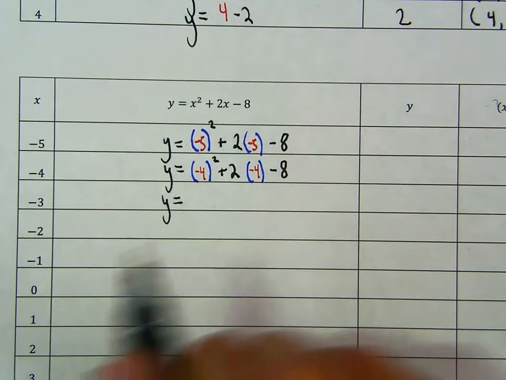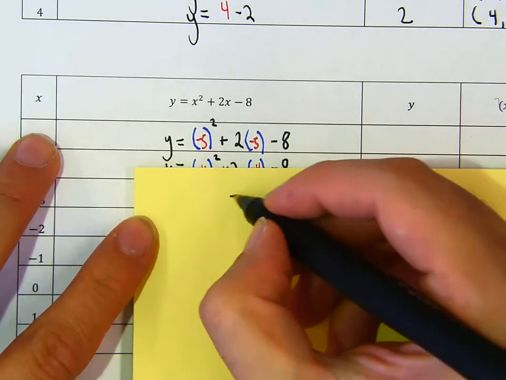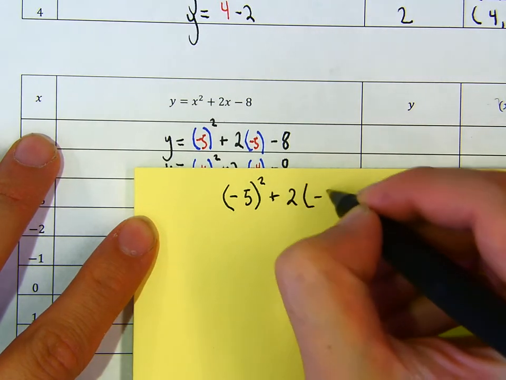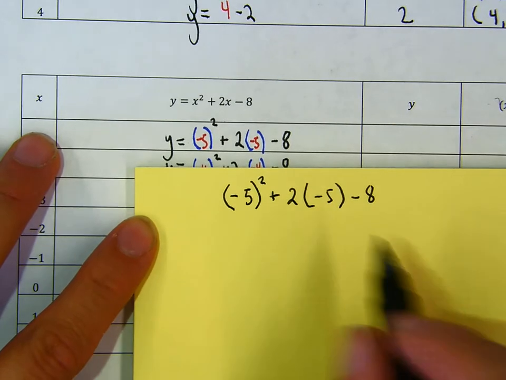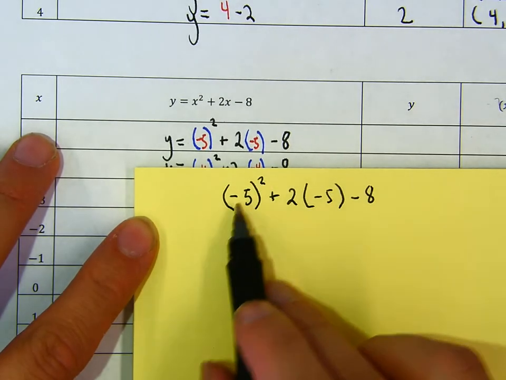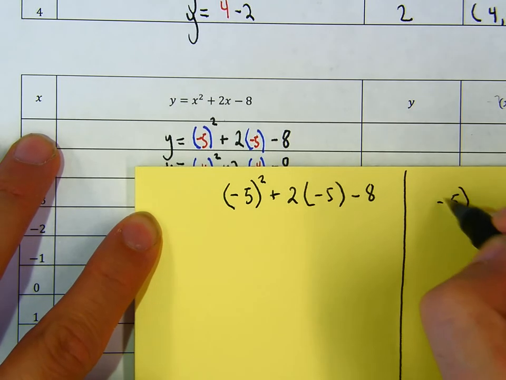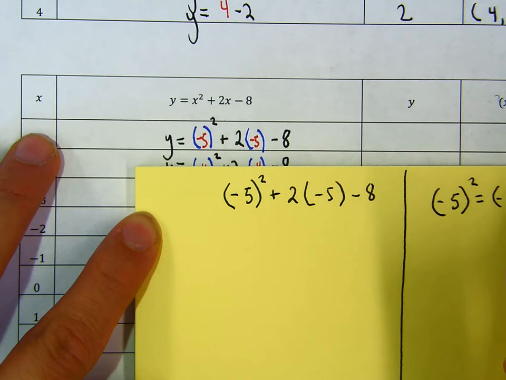Right? And how would we do that with no calculator? Let's try like the first one. If I had -5 squared plus 2 times -5 minus 8. Right? What would this be? How do I do -5 squared? I could show this on the side. What is -5 squared? This is just -5 times -5, which is positive 25.